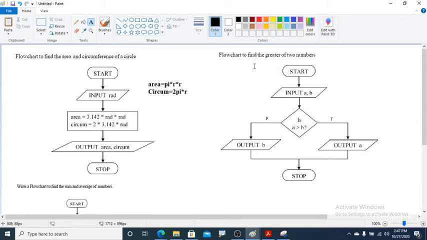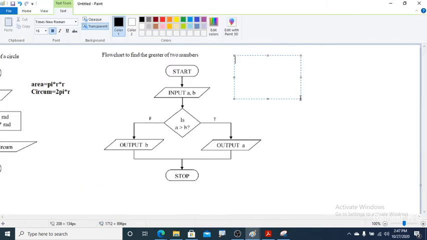Again, moving on: a flowchart to find the greatest of two numbers. Let us consider an example. I am taking 2 and 5. These are the two numbers, so A is equal to 2 and B is equal to 5. In this you can easily identify the biggest number, that means the greatest of these two. So what is the greatest? 5. How did you identify 5 as the greatest number of these two?